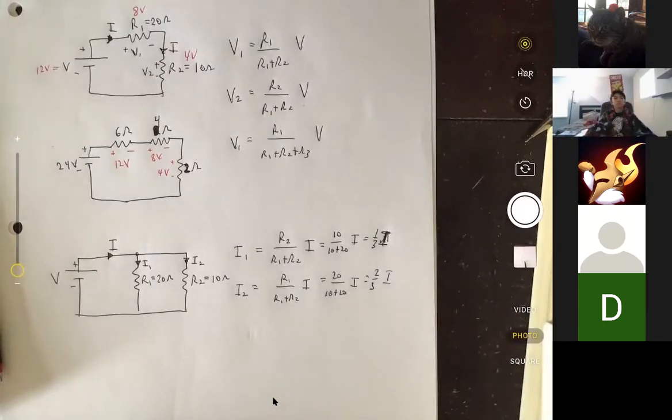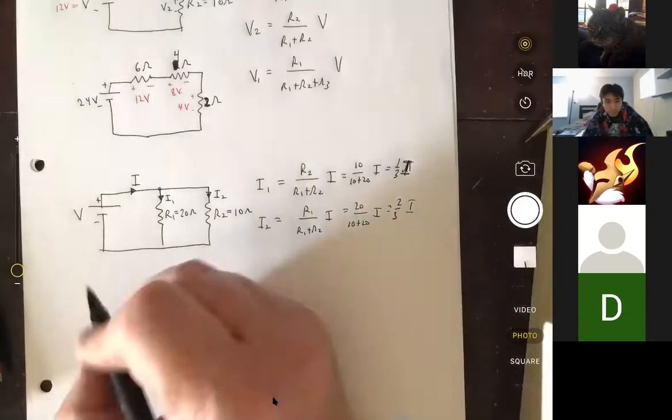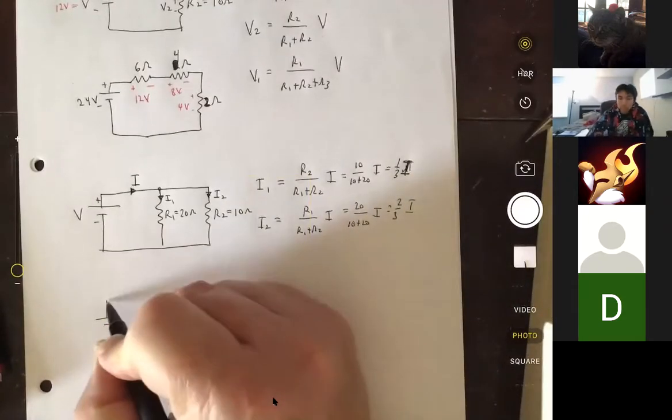So that's a current divider. It goes the opposite of a voltage divider. Whoever's got the biggest resistance is going to get the least amount of current. So, hey, you guys ready to do a problem on your own?